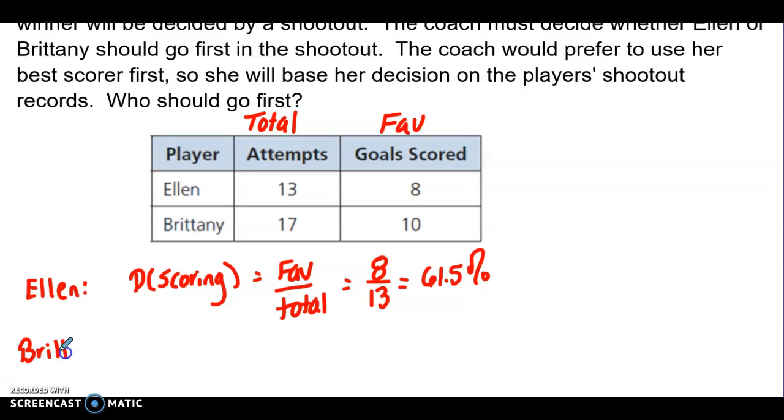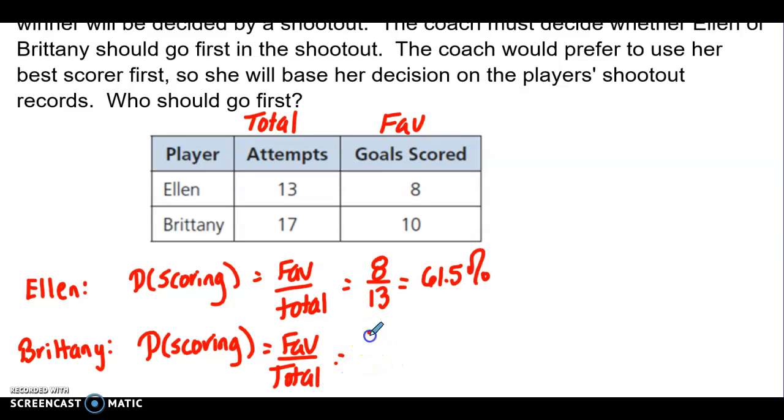Brittany, the probability for Brittany scoring is again favorable over total. So we have 10 out of 17. If we divide that, we end up with a probability of 58.8%.